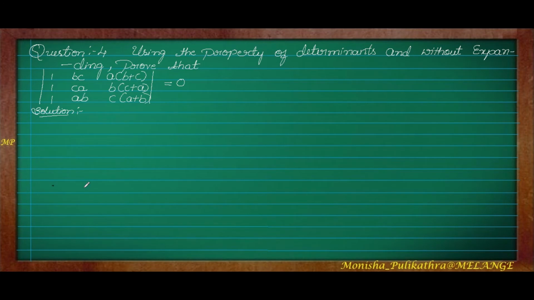Moving on to the fourth question. Here also in the same method we have to do the problem. By using the determinant property, we need to prove the whole determinant is equal to 0. So I'll be writing the question once again: 1, 1, 1, BC, CA, AB, A into B plus C, B into C plus A, and C into A plus B.